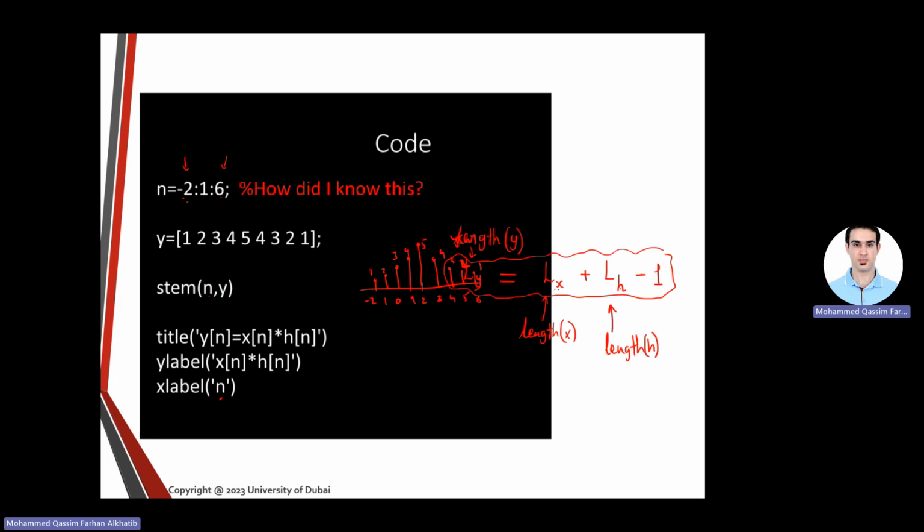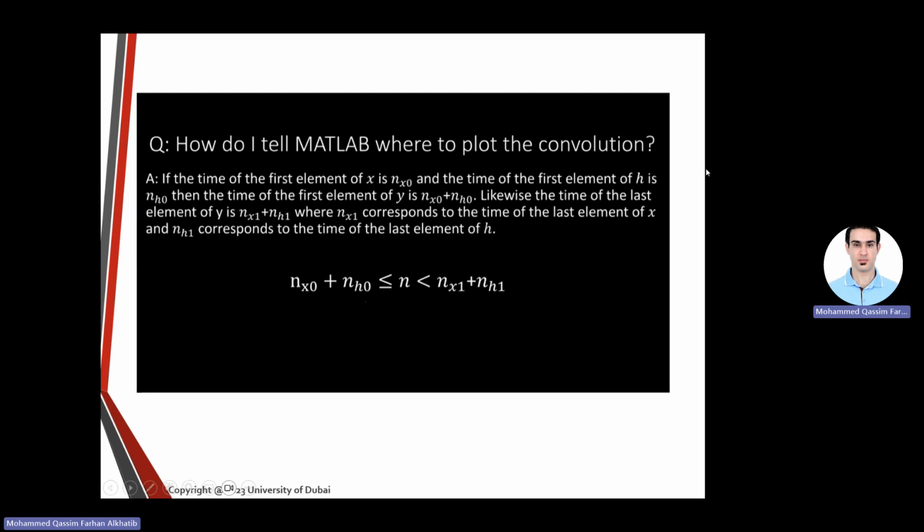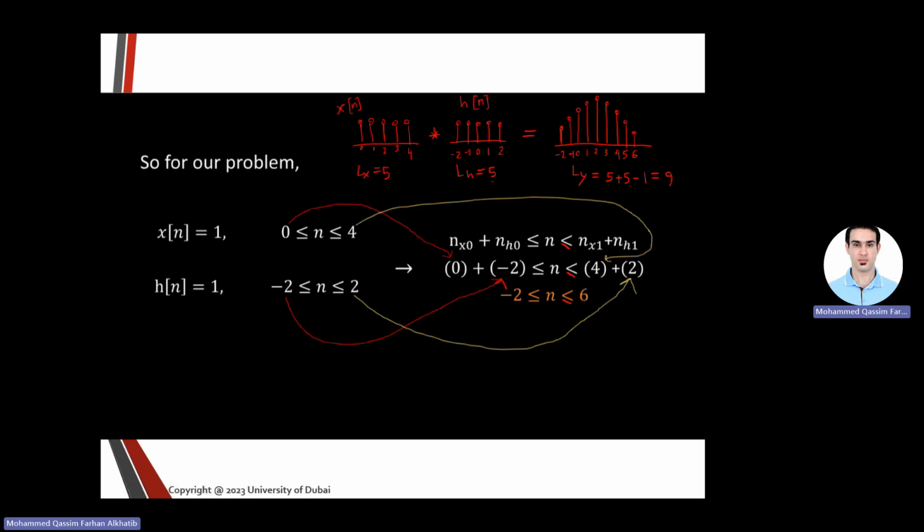Okay, so this is how to plot the function. As I mentioned, this is the rule to find the starting point of the convolution. So that's an x initial or x naught and h naught. They have x1 and h1. Those are the final points for the filter and the input, or the impulse response and the input. So this is the problem that we just solved with all ones, and you have the first sequence x of n, all ones from 0 to 4, and h of n from -2 to 2.